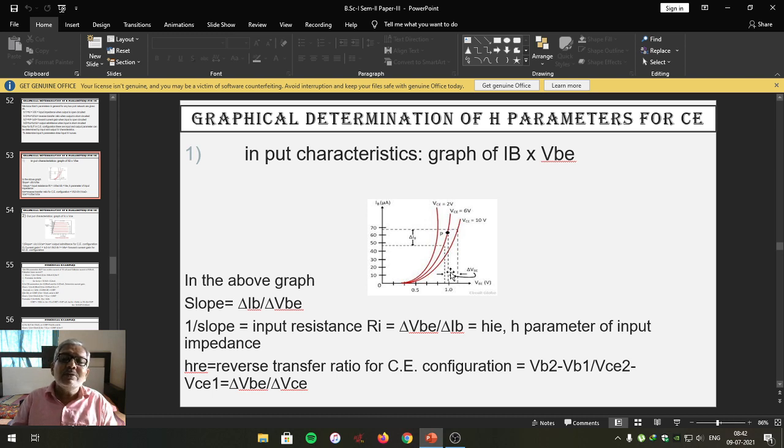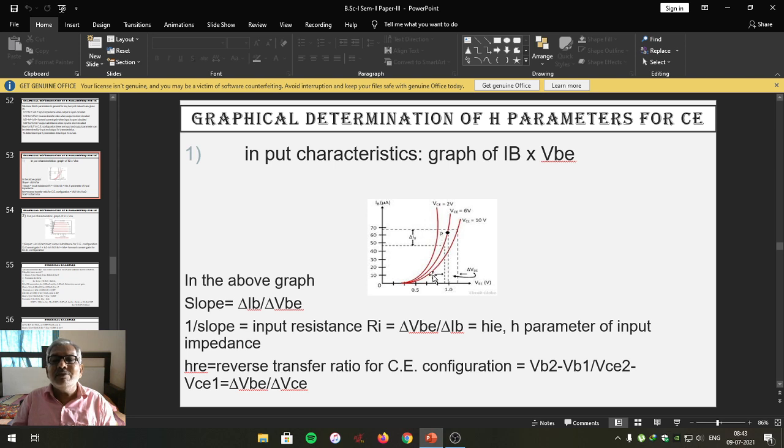Now, to calculate the second parameter, that is hr. For common emitter it is hre. Again H for hybrid, R for reverse transfer ratio, and E for common emitter. This parameter can be calculated as follows. Select any two curves. Say this curve and this curve I have selected. Draw a line parallel to the x-axis. This will intersect the selected curves at these two respective points.